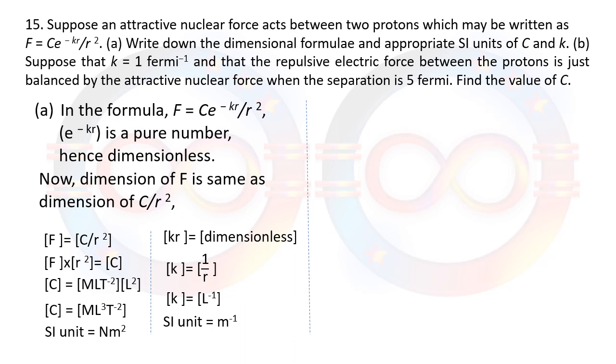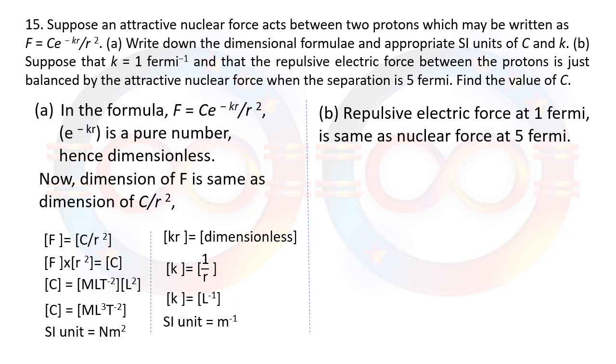In the next part of the question, that is B, it is asked that take k is equal to 1 Fermi inverse, and the repulsive force between the protons is just balanced by the attractive nuclear force when the separation is 5 Fermi. Then find the value of C. So we are going to solve this part B as electric force at 1 Fermi, nuclear force at 5 Fermi. So F is equal to the electrostatic force of repulsion between two protons, 1 by 4 pi epsilon naught q square upon r square, equal to C e to the power minus kr upon r square.